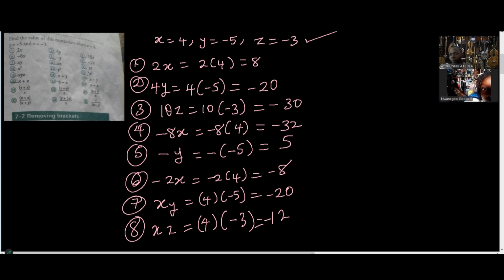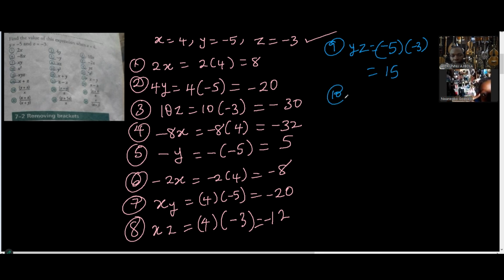Let's see the next number, number 9. For number 9, we have yz. So that's yz. Y is negative 5, then z is negative 3. Negative times negative is positive, then 5 times 3 is 15. Number 10, we have x squared.